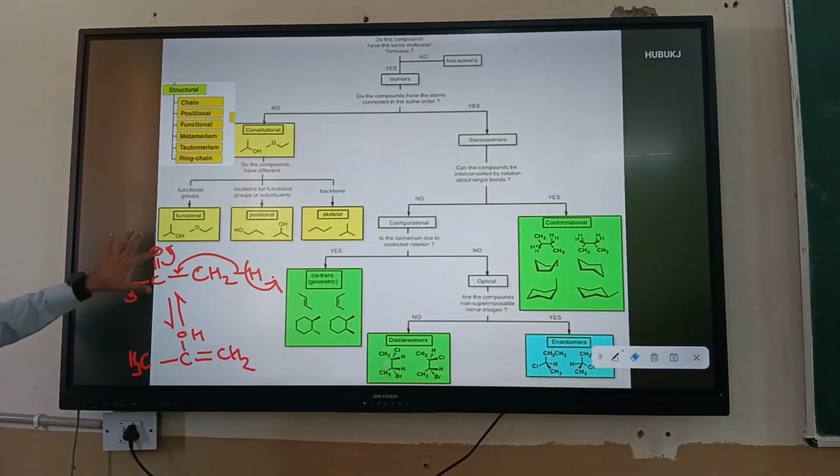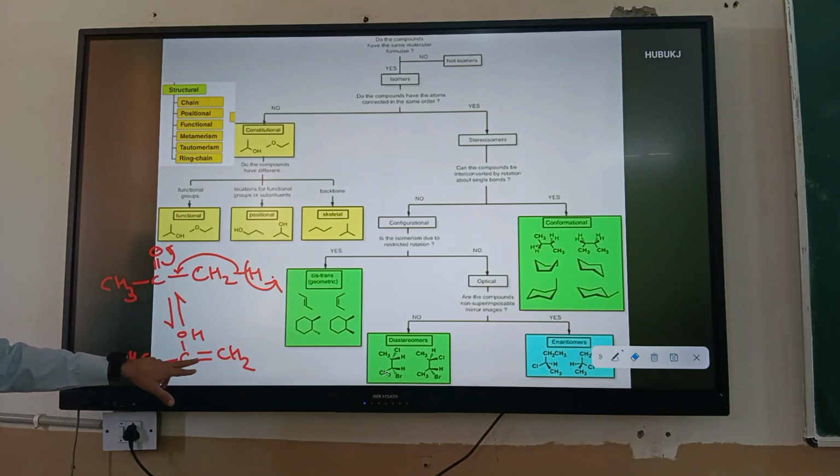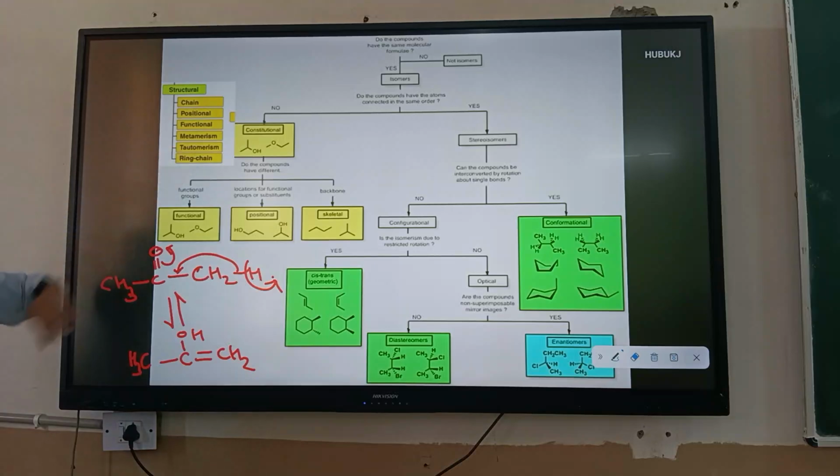So this form where the ketonic group is there is known as keto, and where the OH group along with the double bond is there, that is known as enol. This is known as keto-enol form, and keto-enol form is known as tautomerism. Both have the same molecular formula but different structure.